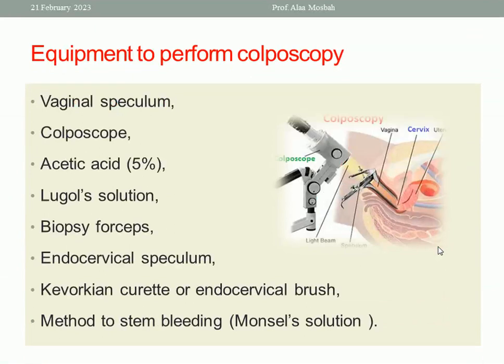So what is the equipment to perform the procedure of colposcopy? I need a self-retaining vaginal speculum, as you see here. Graves speculum, for example, or Cusco speculum, but Graves is better, it gives me a wider view. So: a self-retaining vaginal speculum, the colposcope, and I need 5% acetic acid to do the test for the acetowhite area. Also, Lugol's iodine solution.